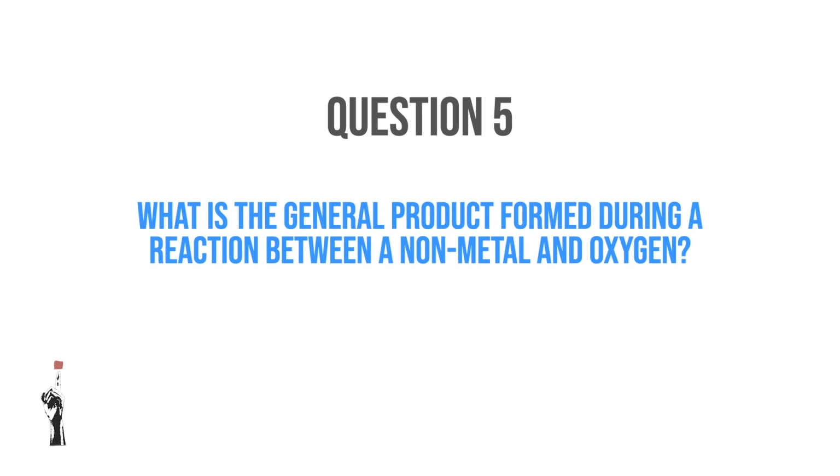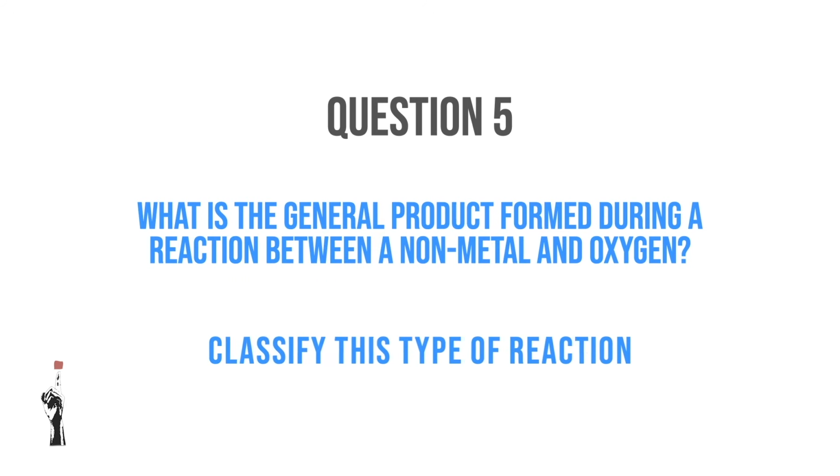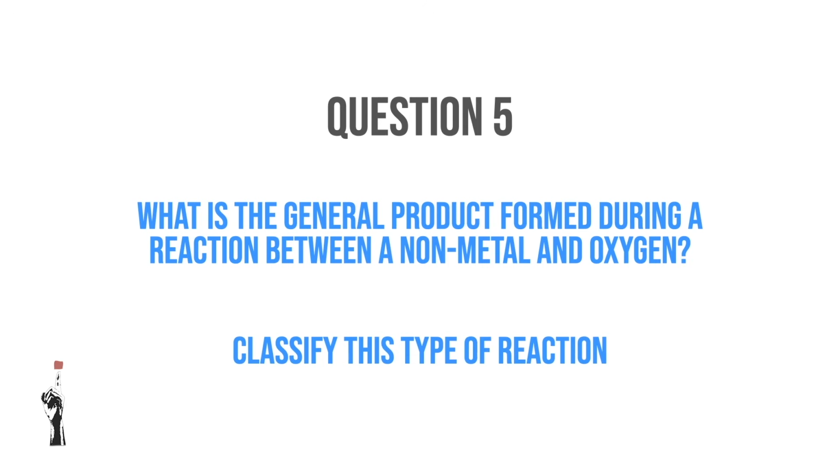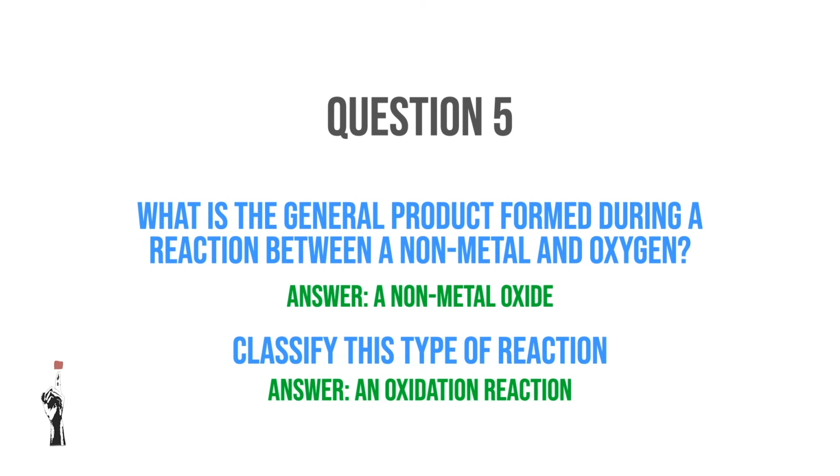Can you recall what the general product formed during a reaction between a nonmetal and an oxygen is called? And can you classify this type of reaction? The general product is called a nonmetal oxide, and the type of reaction is classified as an oxidation reaction, during which the nonmetal is oxidized.